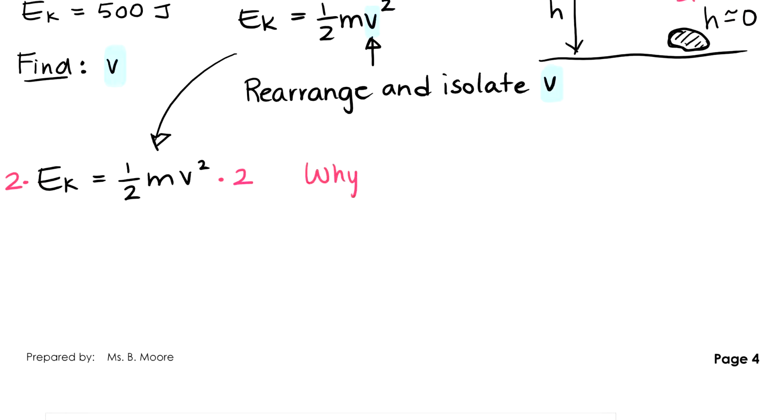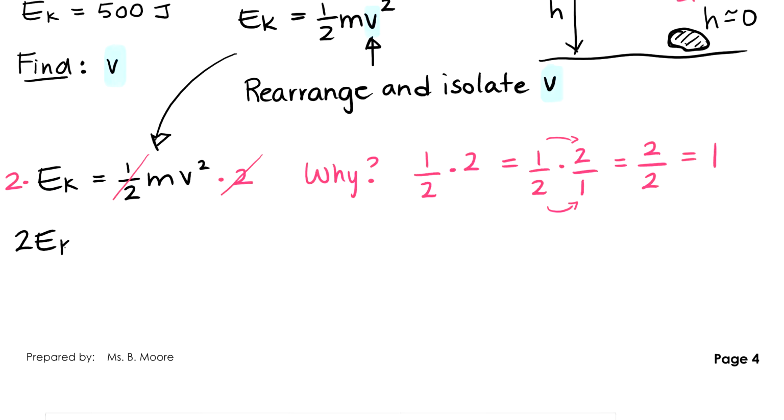Let me show you why this works. 1/2 times 2 is the same as 1/2 times 2 over 1. When we multiply fractions, we do numerator times numerator and denominator times denominator. So we end up with 2 over 2, which simplifies to 1. When we multiply by 2, it's canceling out the 1/2 at the front of the equation. So now we have 2 times EK equals m times v squared.